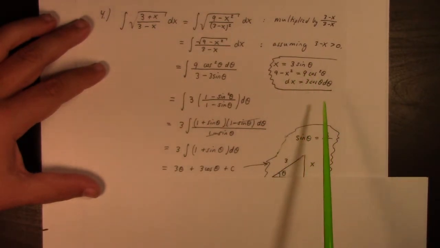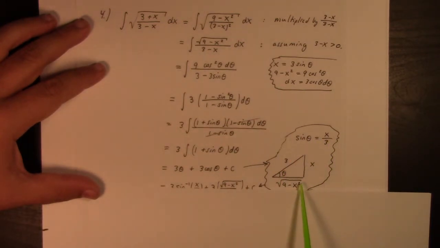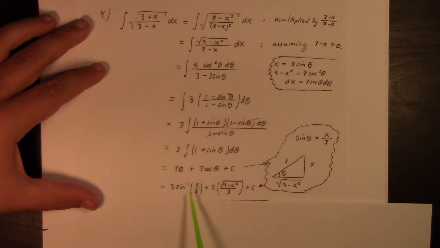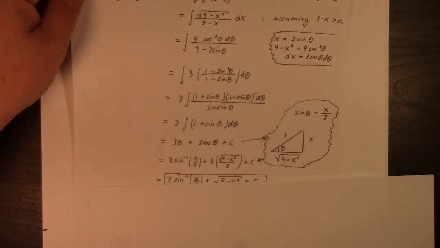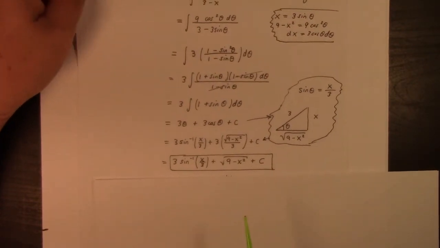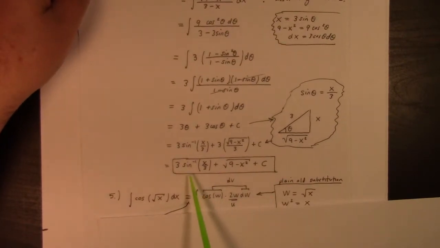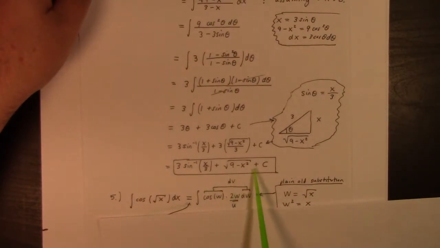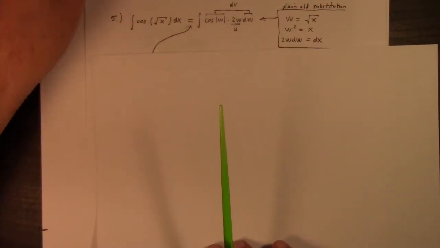Then I go back to my trig substitution, draw my triangle to illustrate the substitution, and so that gives me an inverse sine of x over 3 plus 3 times the adjacent over the hypotenuse, which in this case is the square root of 9 minus x squared over 3, of course, plus a constant. And there you have it. The integral of the square root of 3 plus x over 3 minus x is perhaps surprisingly the inverse sine of x over 3 plus the square root function. Kind of neat.